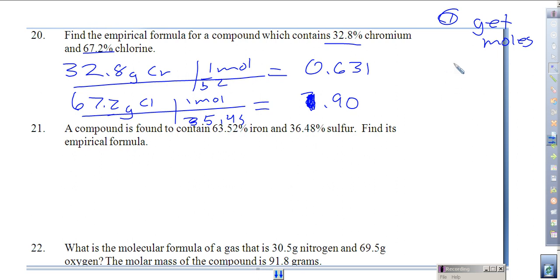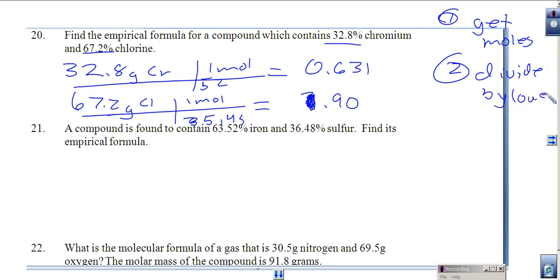So our second step: divide by the lowest mole. So which one of these guys is lower? Cr or Cl? Cr. So I'm going to divide both of these guys by 0.631. So this becomes 1, and this one right here is 3.01, which, you know, that's cool.